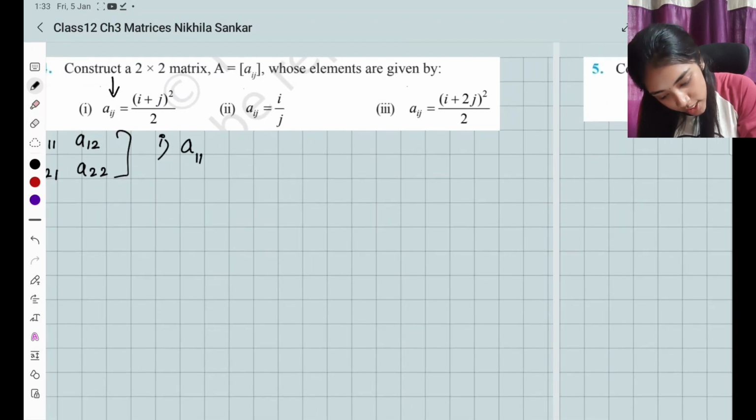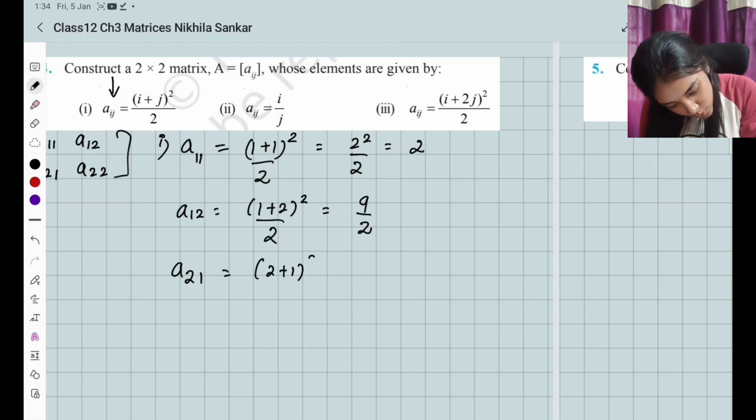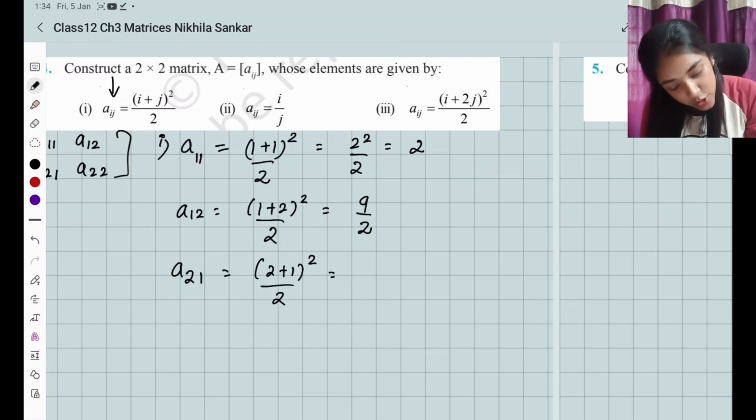So, A11 is going to be (1 + 1)² ÷ 2. So, this is going to be 2² / 2, 4/2 is going to be 2. A11 கண்டுபிடிச்சாச்சு. நெக்ஸ்ட் A12. A12 என்ன? When I substitute the value of 1 and 2, I have (1 + 2)² ÷ 2. 3² = 9/2. Again, A21 is going to be (2 + 1)² ÷ 2, which is going to be again 3² / 2, which is 9/2.